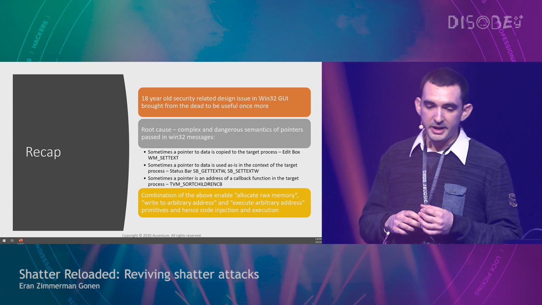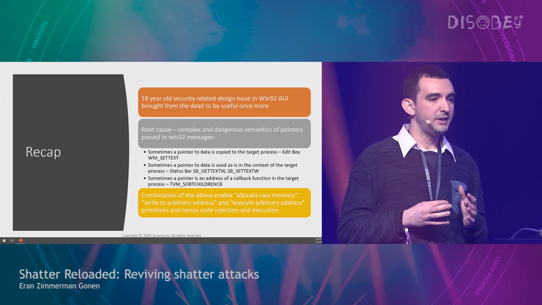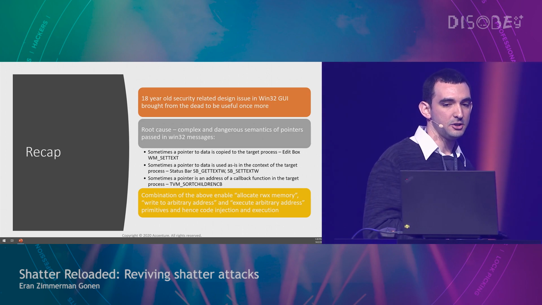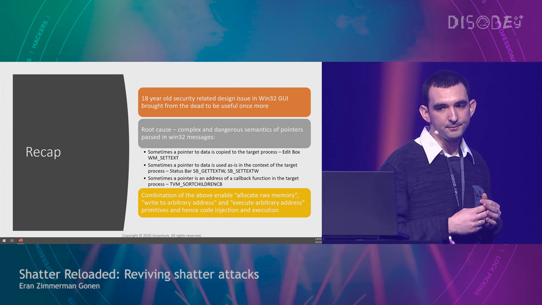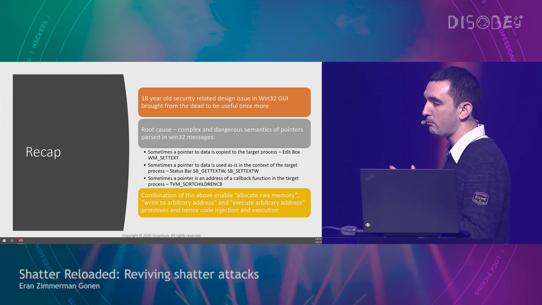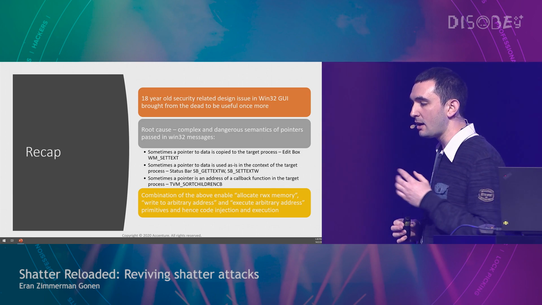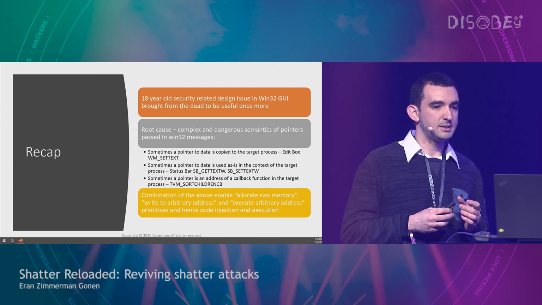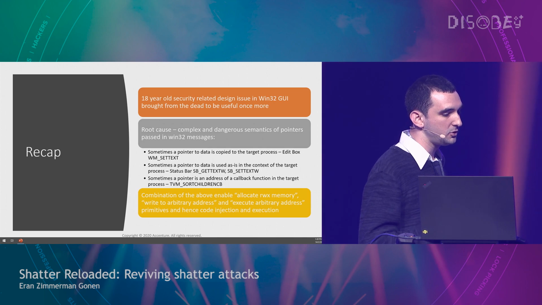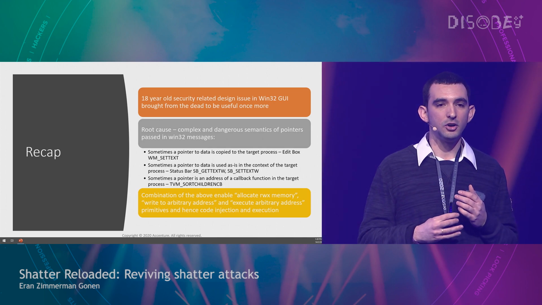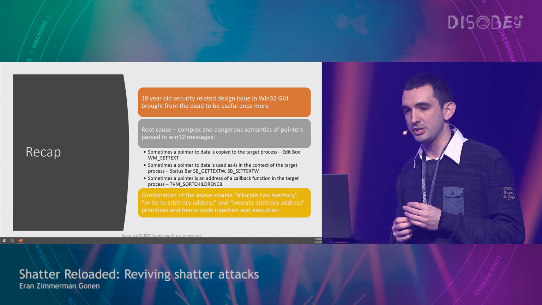So to recap, what we did is we took an 18-year-old security-related design issue in the Win32 GUI. We brought it back from the dead to see how it could be used in modern operating systems and in modern use cases. And what we saw is that basically the root cause for this to be able to happen is that there is all this complex and dangerous behavior with pointers inside Windows messages.